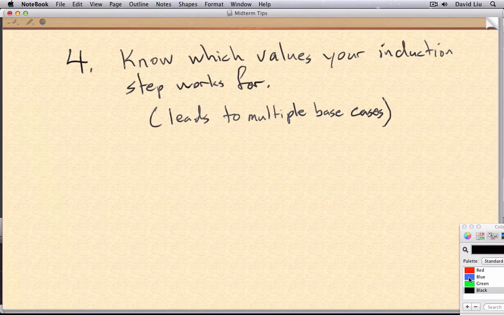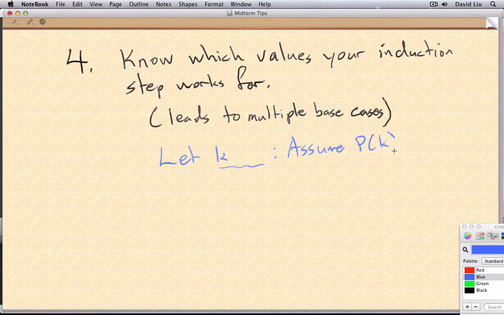Know which values your induction step works for. Remember that your induction step should start with "let k be something," and then assume P of k, or P of 0 through P of k if you're doing complete induction. This part here is easy for you to skip over, but it's very important because it tells your reader exactly which values your induction step works for.